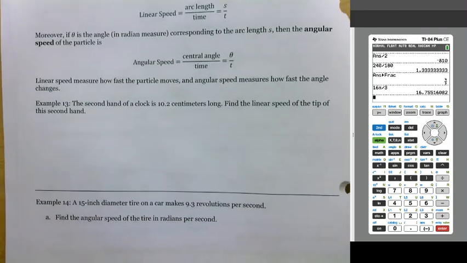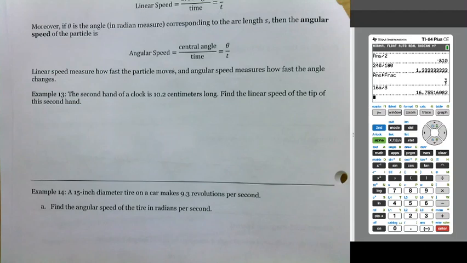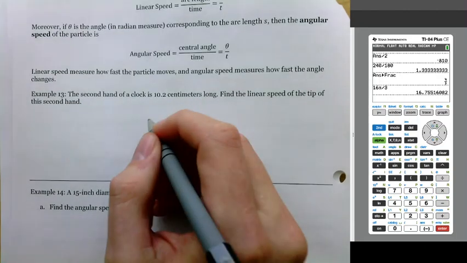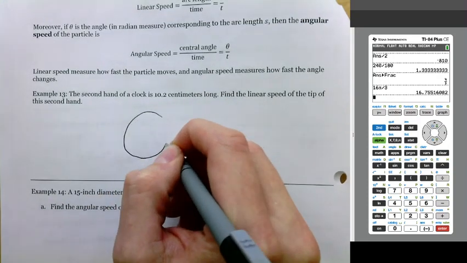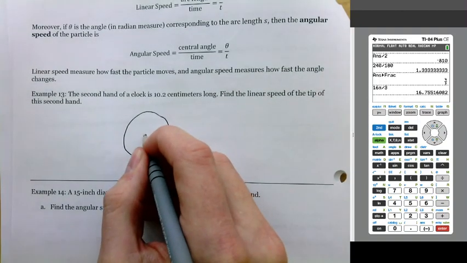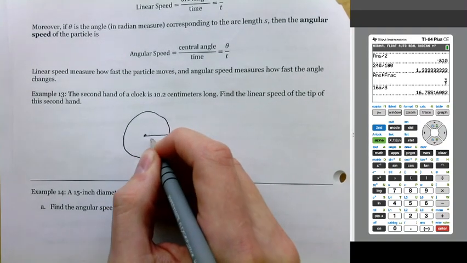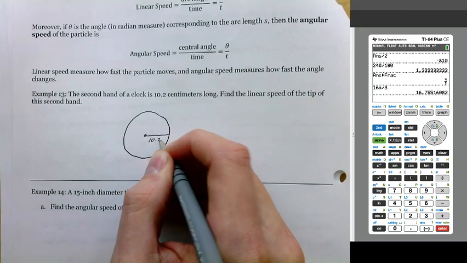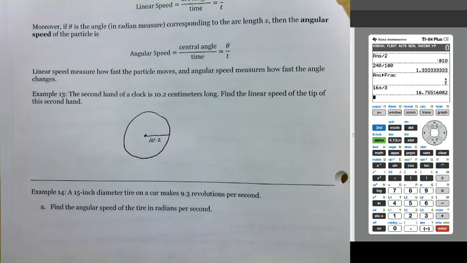Okay, so let's try this. The second hand of a clock is 10.2 centimeters long. Find the linear speed of the tip of the second hand. Okay, so basically you've got this clock, right? I'm not going to draw excess information. We know there's a minute hand, and we know there's an hour hand as well, but this is all about the second hand. So I'm going to draw the second hand in my clock, and I'm going to put 10.2 for how long the second hand is.